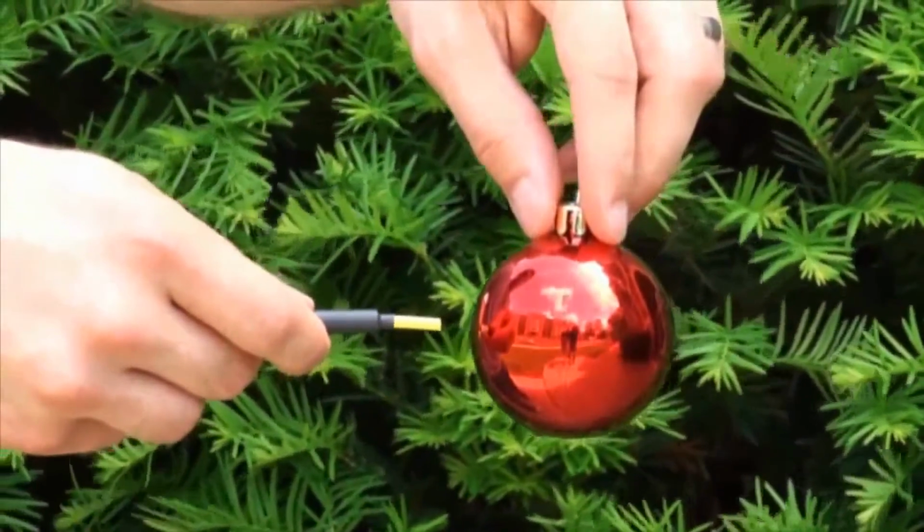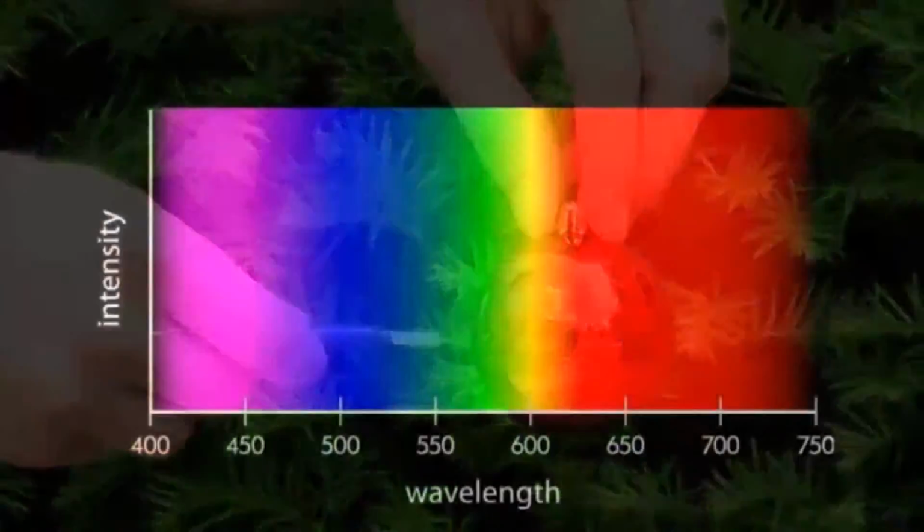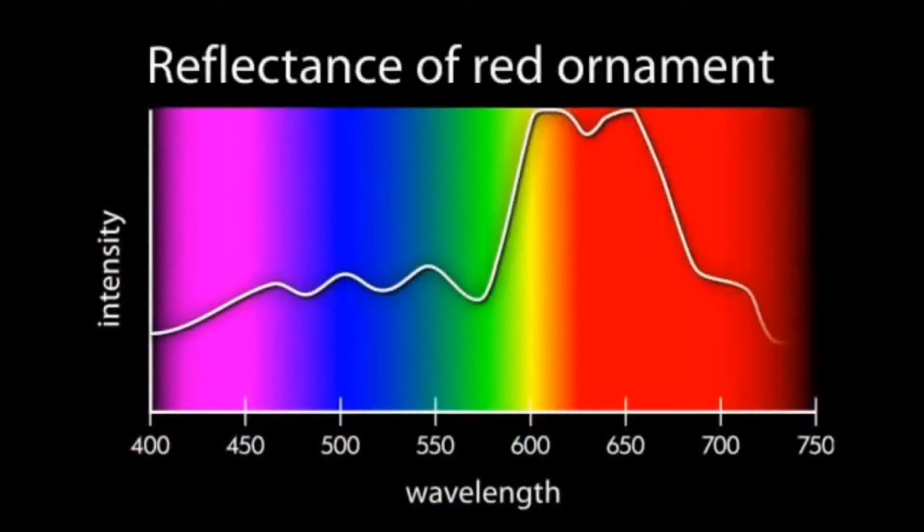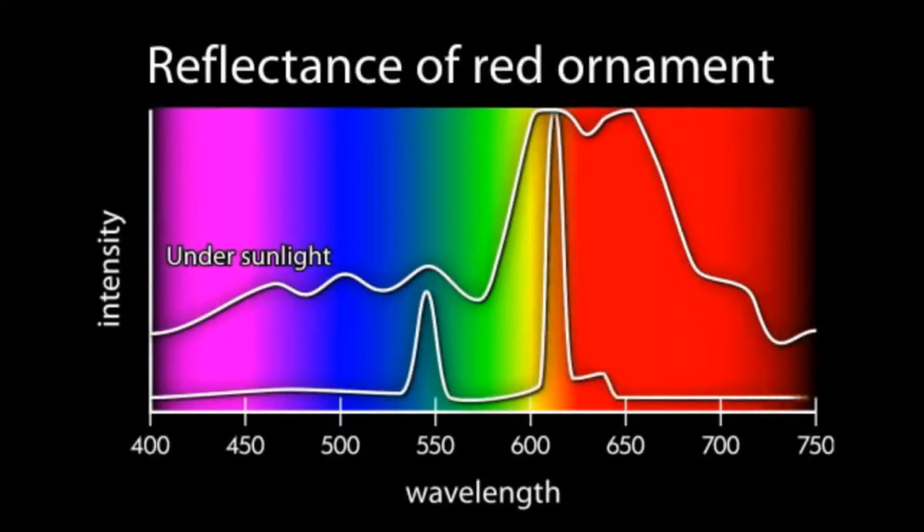Here is that red ornament under sunlight. Now it is easier to see that the ornament does reflect red wavelengths of light. Compare how the ornament's reflected light is different under the white light bulb than when it is under the Sun. This illustrates how the properties of light are not always consistent with what we see.